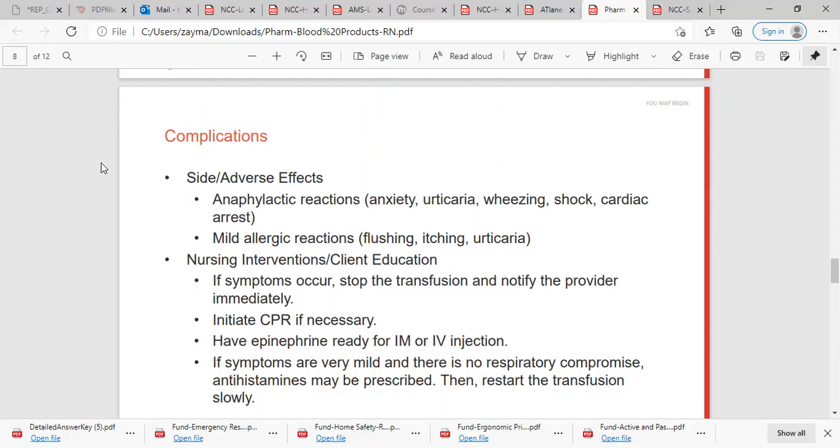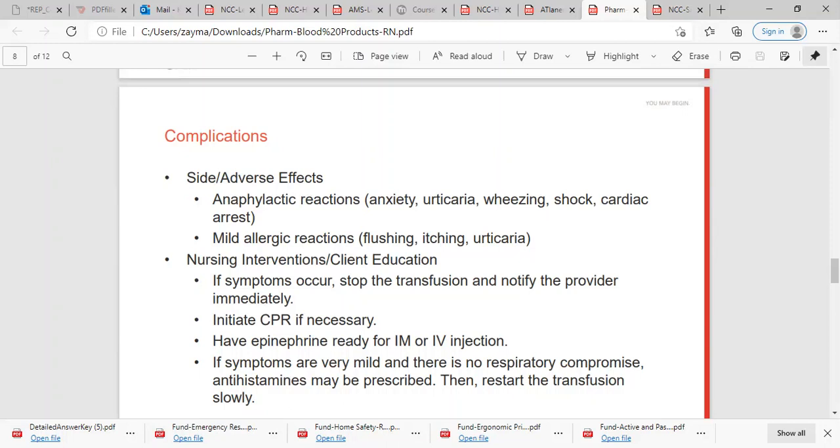They're going to have a feeling of impending doom. They're going to have maybe urticaria, which is hives, all those things.